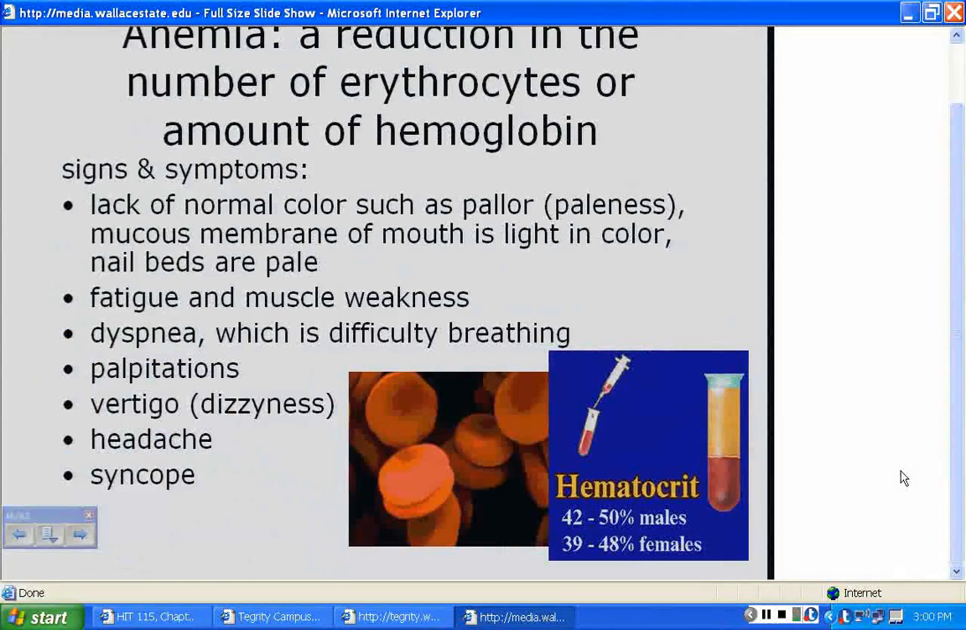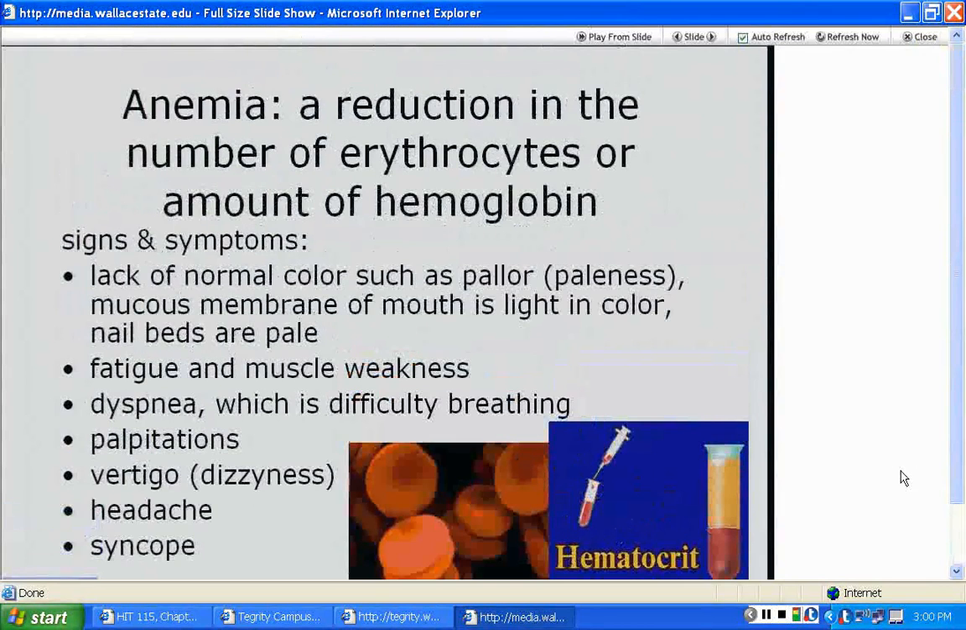Anemia. Anemia is a reduction in the number of erythrocytes or a reduction in the amount of hemoglobin. Okay, as far as erythrocytes, these are red blood cells. And for red blood cells to do their job, which is to carry oxygen around to all parts of the body, hemoglobin must be present.